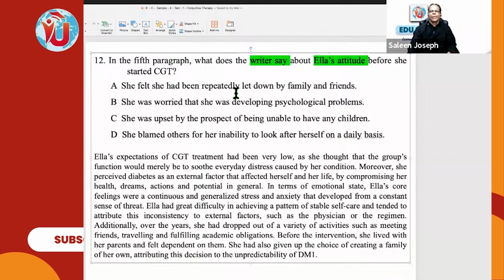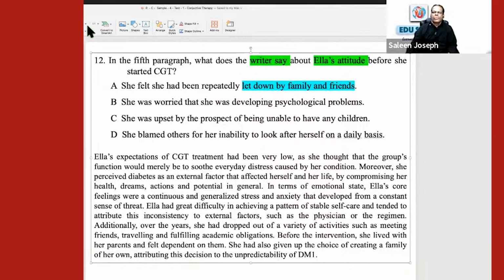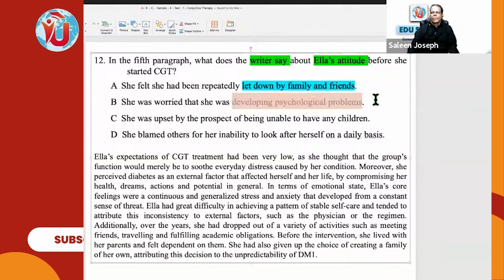Option A, she felt she had been repeatedly let down by family and friends. Before she joined the program, what was her feeling? B, she was worried that she was developing psychological problems. C, she was upset by the prospect of being unable to have any children. Unable to have children was her problem before joining CGT. How funny it is. D, she blamed others for her inability to look after herself on a daily basis.